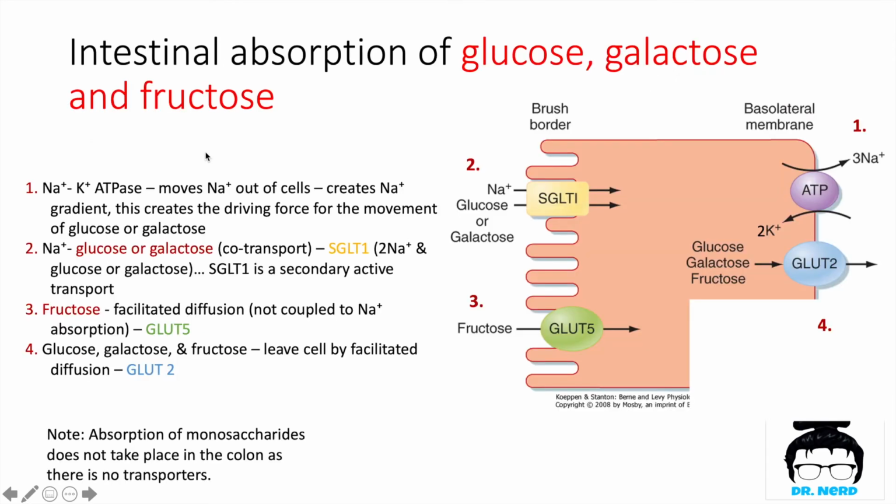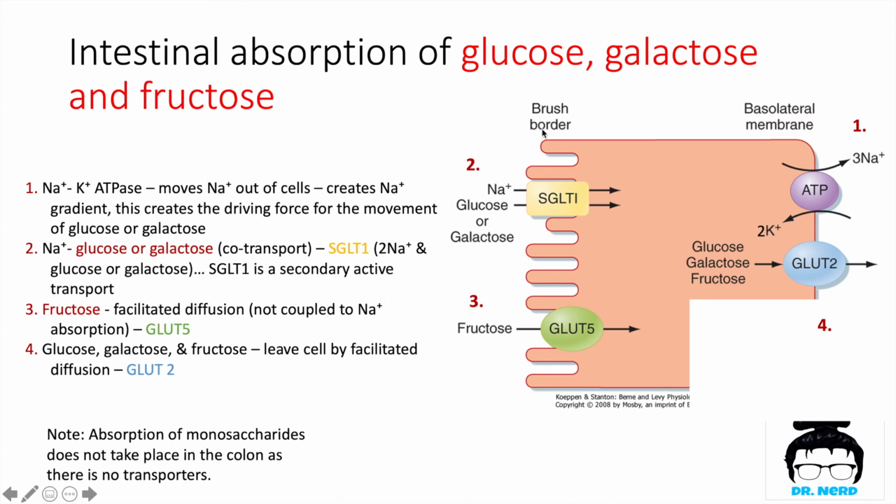Now, the intestinal absorption of glucose, galactose, and fructose. It is the same picture as the one Dr. Peter put in his lecture for the assimilation of nutrients. This is an enterocyte, okay? This is the brush border side. This is the basolateral membrane side. And here, you can pretend this is the lumen, the gut lumen. So gut lumen digestion is going to take place, and then brush border digestion is going to take place.